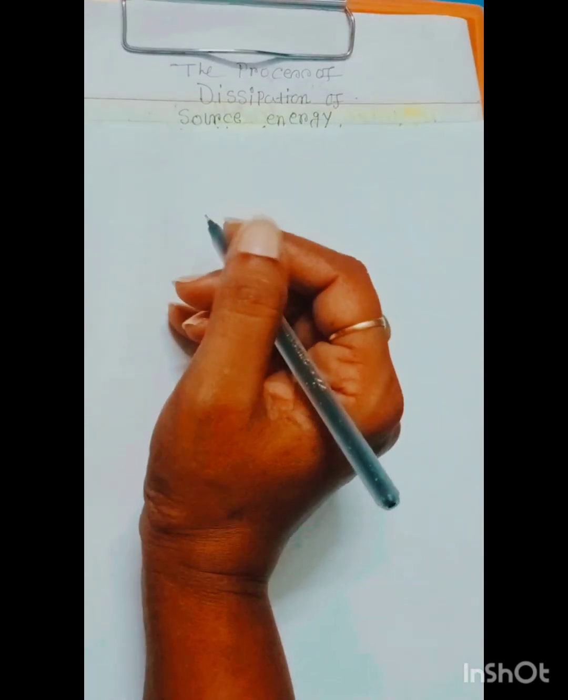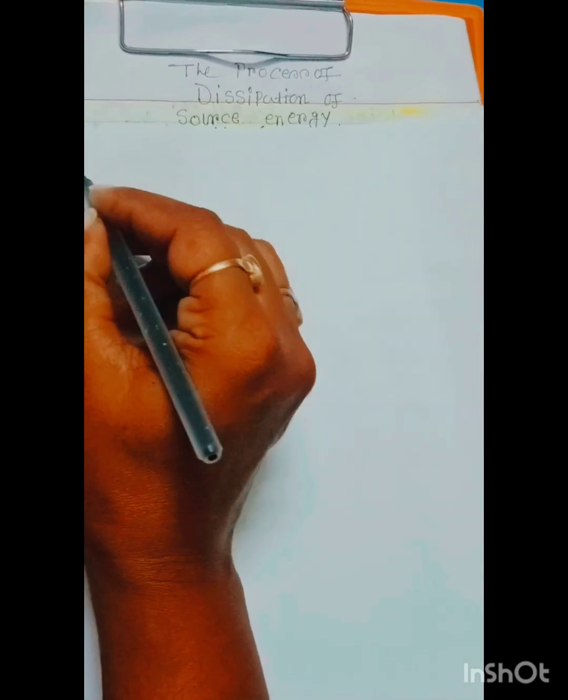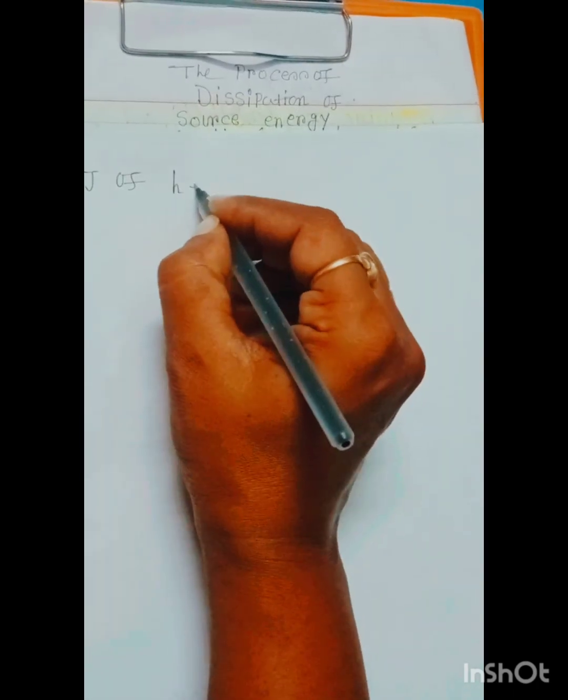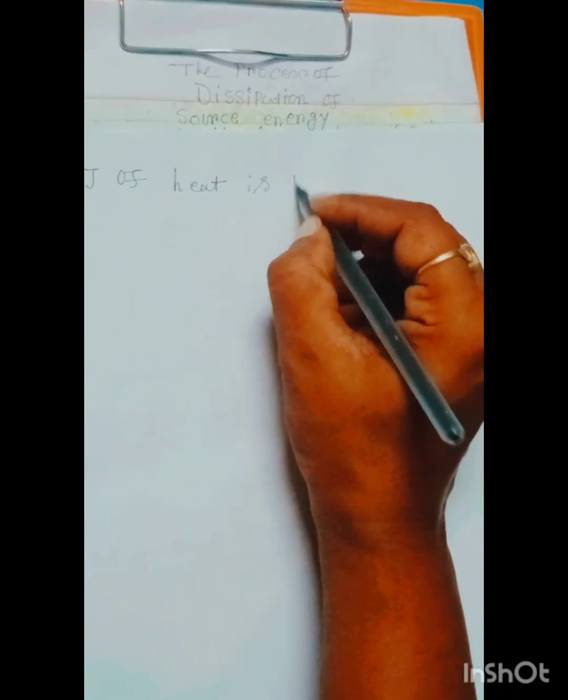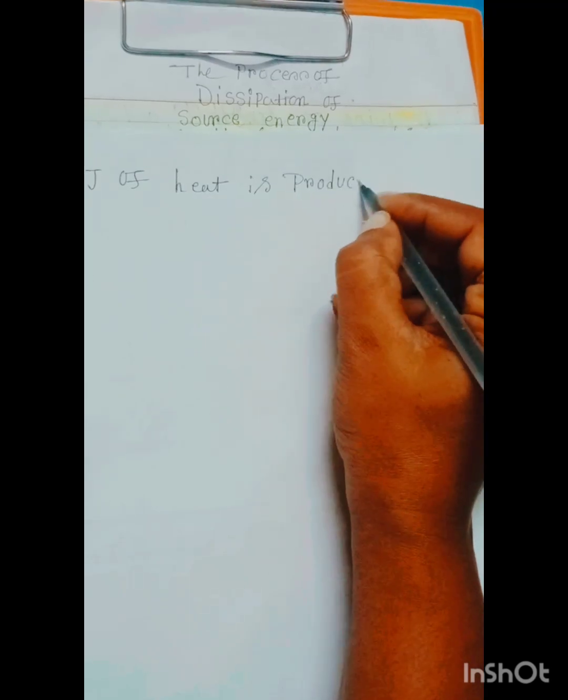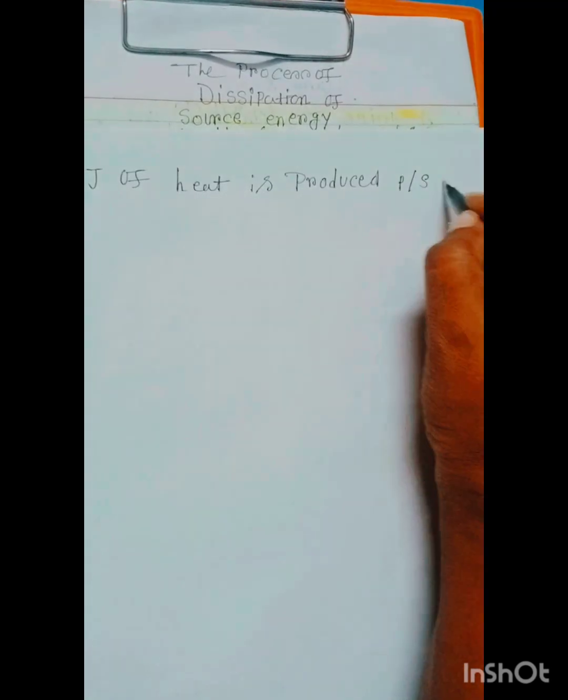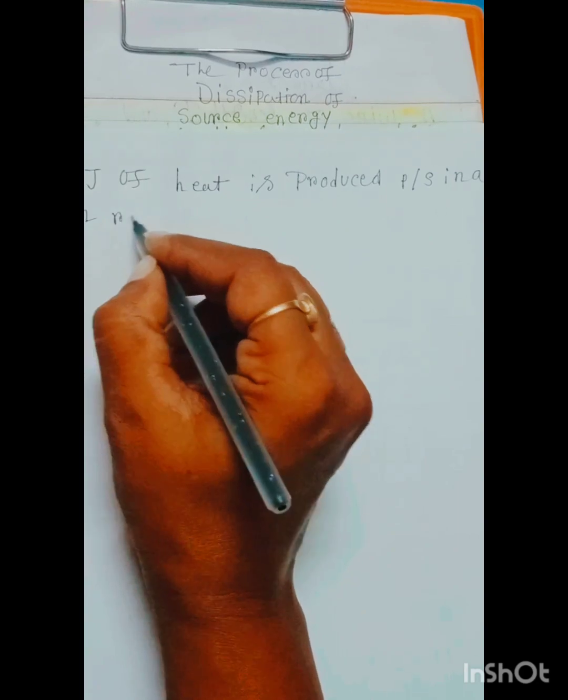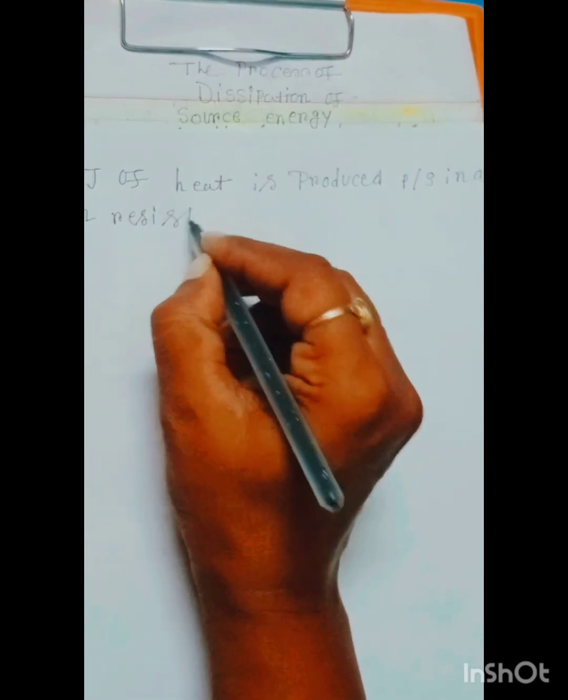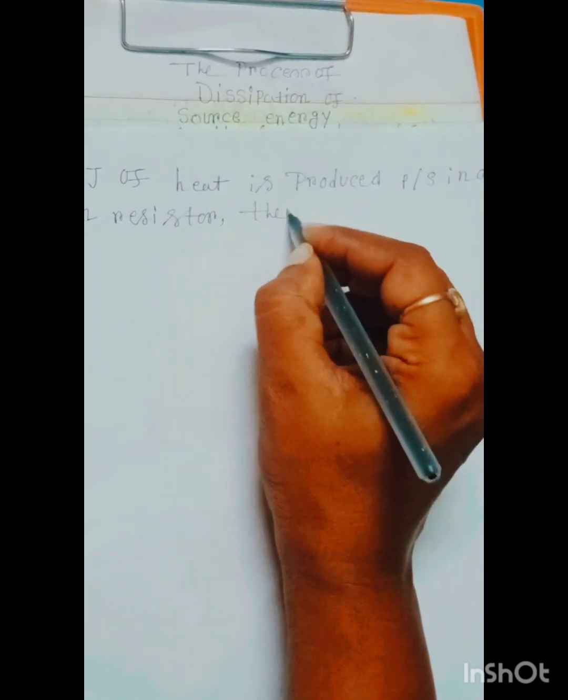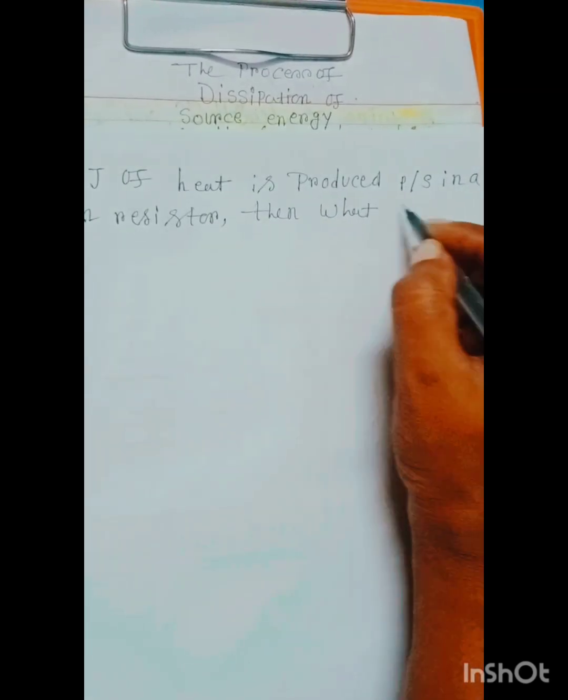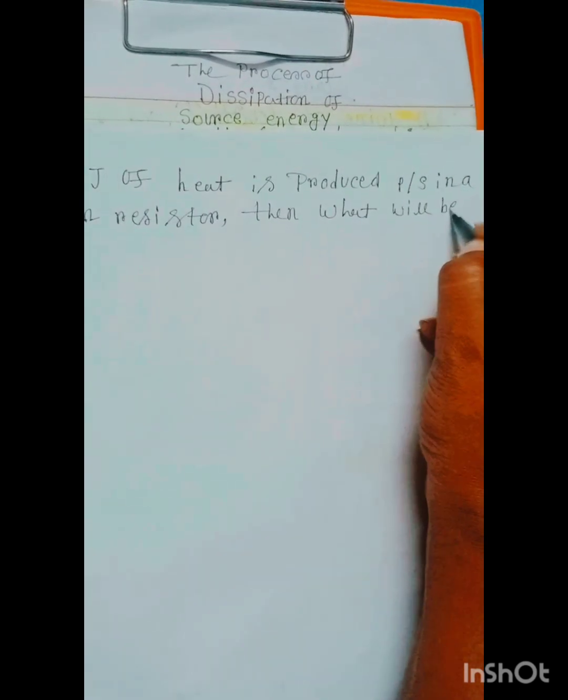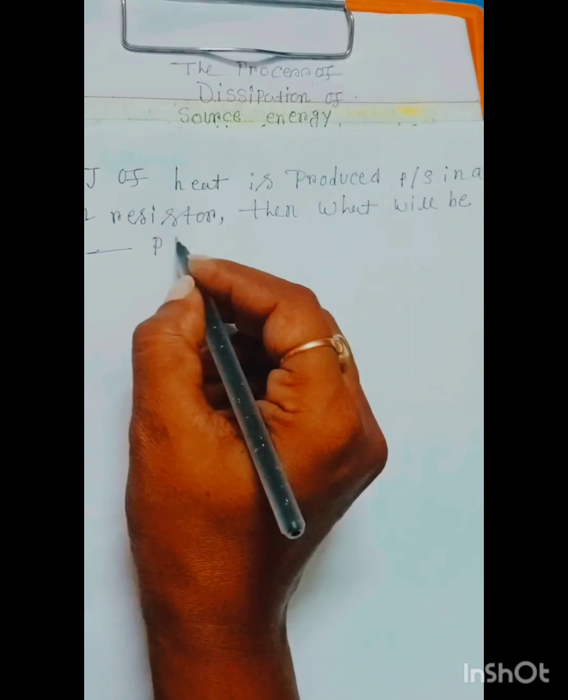So student, next one numerical. Suppose 1 J of heat is produced per second in a 16 ohm resistor, then what will be V, that means potential difference.